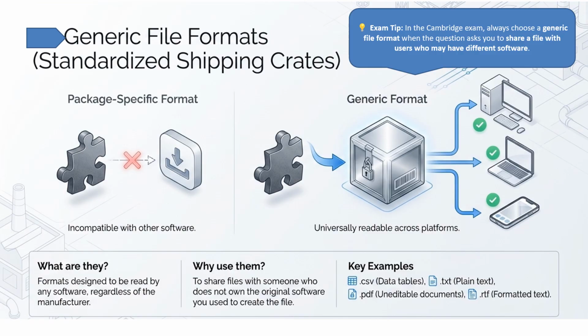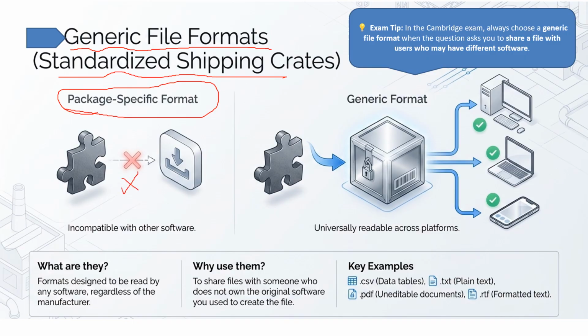Now let's learn about generic file formats. These are also known as standardized file formats because many different software applications can open them. Let's compare the two types shown on the screen. On the left, we have a package-specific format. This type of file is designed to work with a particular software application. As you can see, it is incompatible with other software, which means another program may not be able to open it correctly.